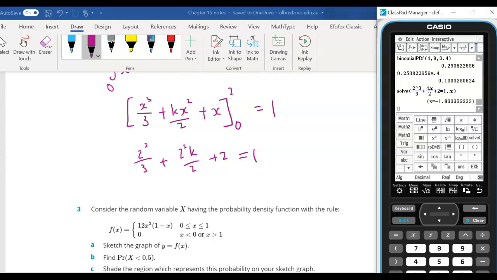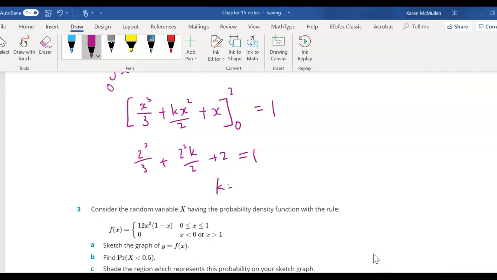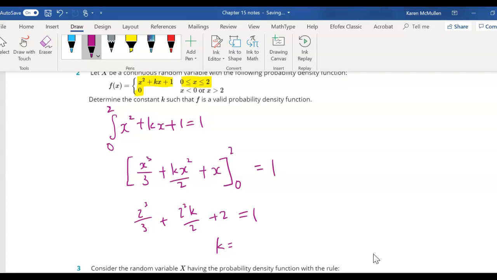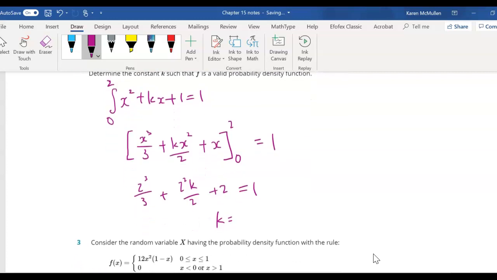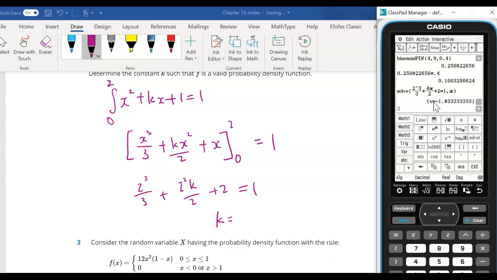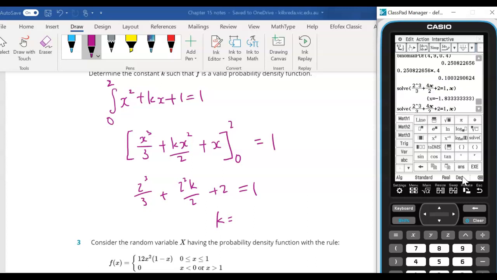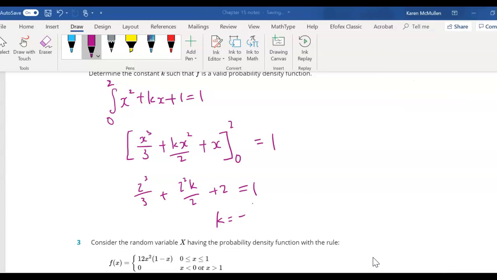Okay, all right, so we've got k. Now we've got to see what form the answer has to be in. It doesn't say as decimals, so I do have to go back and put my answer as an exact value. All right, so negative 11 on 6.